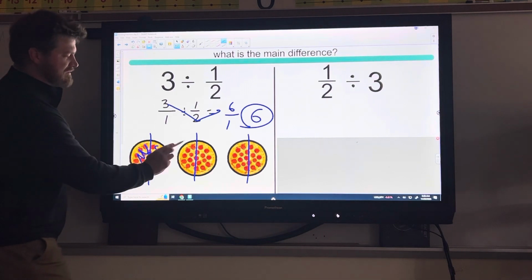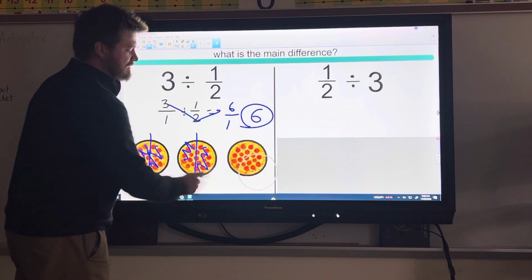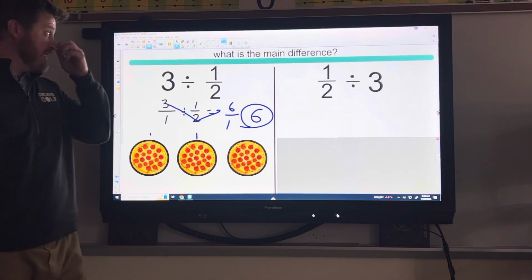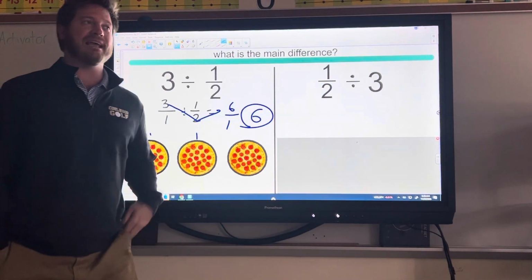1, 2, 3, 4, 5, 6. That is why when you start with the whole number, you divide it by a fraction less than 1, the number actually goes up. This one's different. If we have half of something and we split it 3 ways, the answer is going to get smaller.